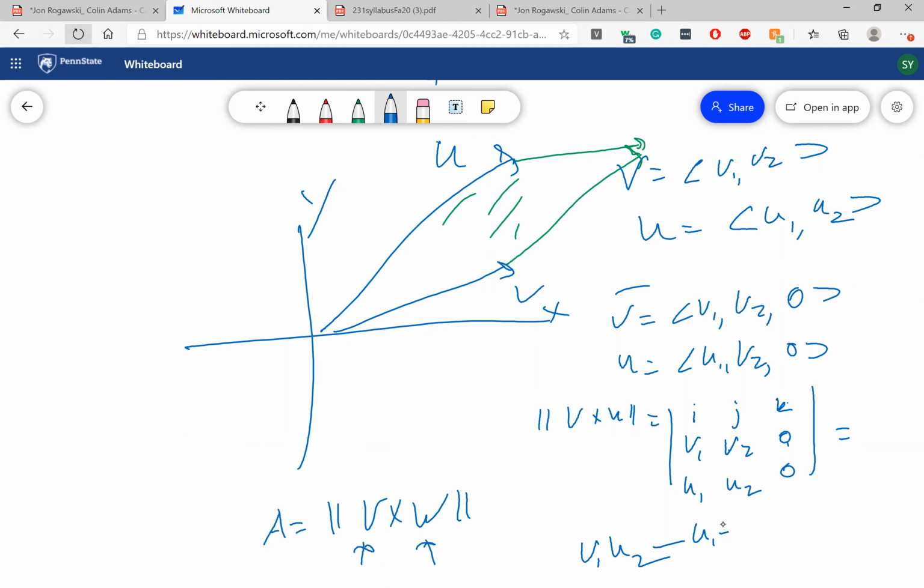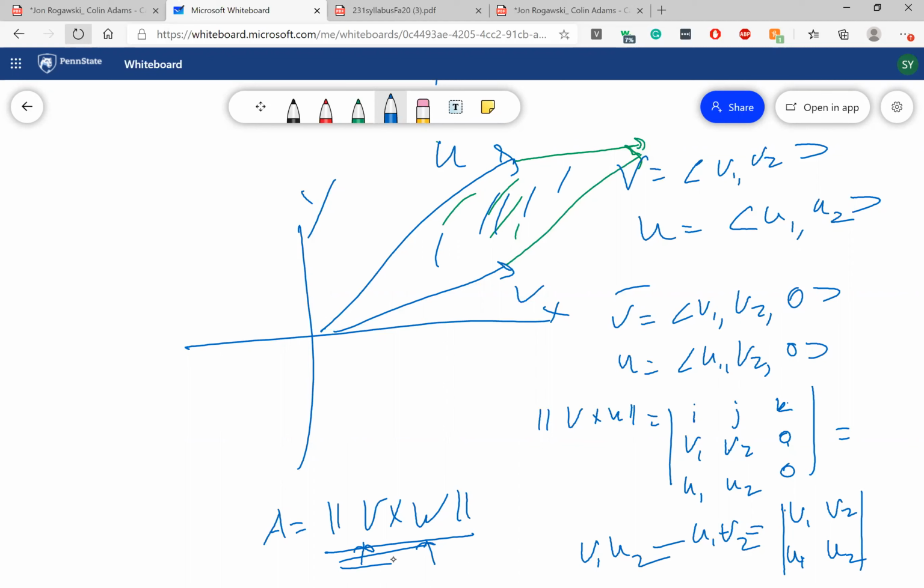Sorry, times v2. And this is just the determinant of these two vectors, right? If I look just at the determinant, this is equal to the determinant of v1, v2, u1, u2. So it's just another formula, another way of finding the area of this parallelogram.